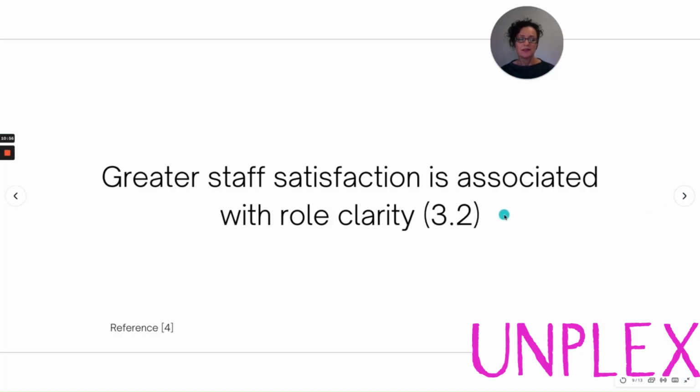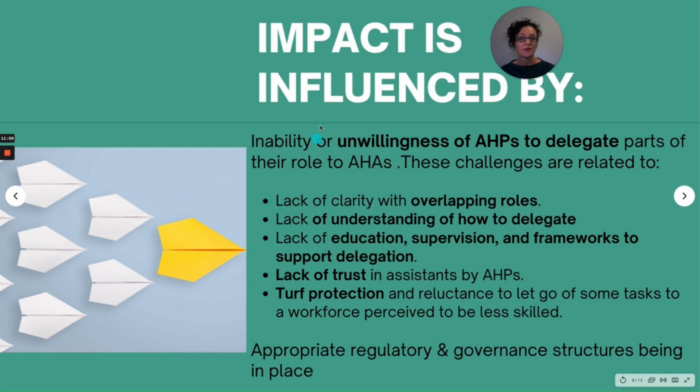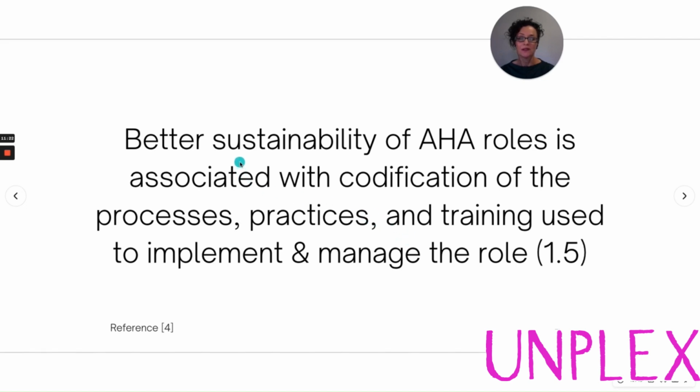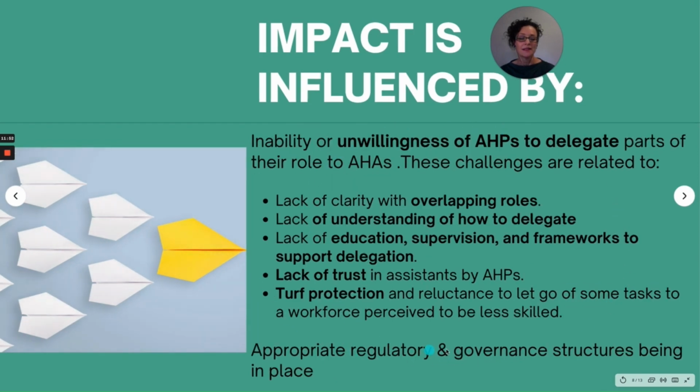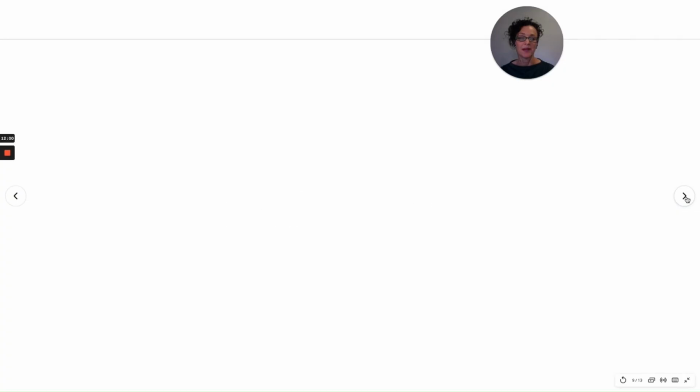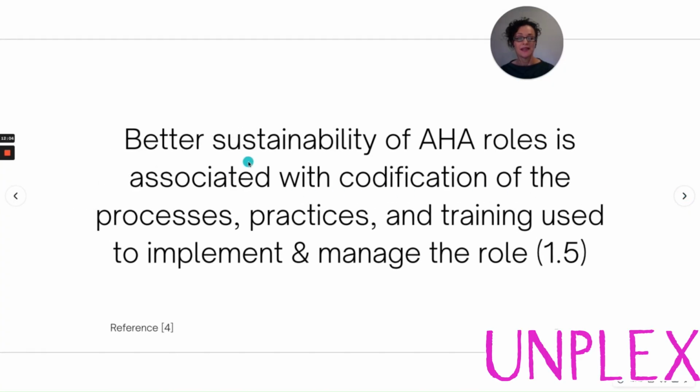I wanted to finish with these two slides which demonstrate the impact that some of these things can have. We know that greater staff satisfaction is associated with role clarity. Role clarity also influences the impact that the assistant workforce can have on client outcomes. We also know that sustainability of allied health assistant roles is associated with codification of the practices, processes, and training used to implement and manage the role. We've already discussed that codification means when you document all the processes and practices required to manage the role. So if we reflect back on this slide here, we know that when tasks are clear and codified and delegated appropriately, this will impact on client outcomes, it will impact on staff outcomes, and it will impact on the sustainability of the role within your setting.